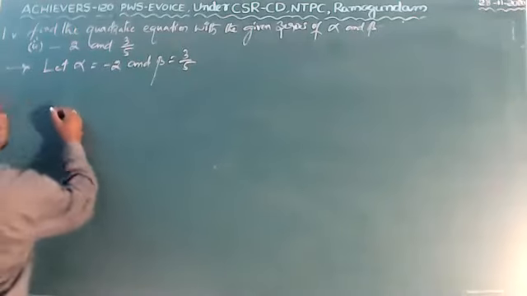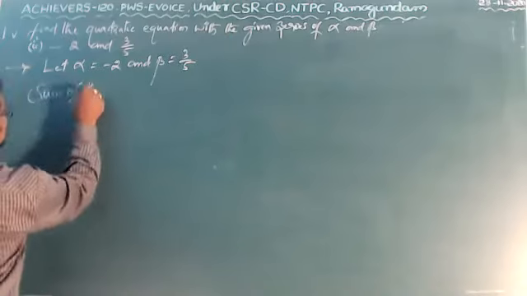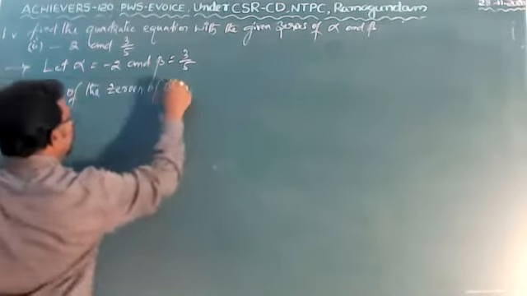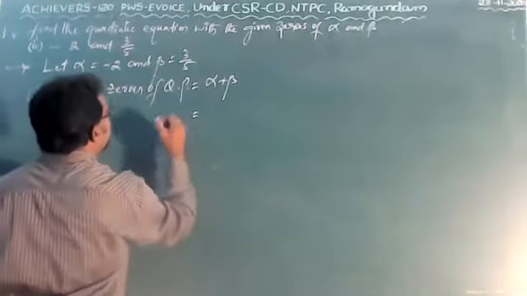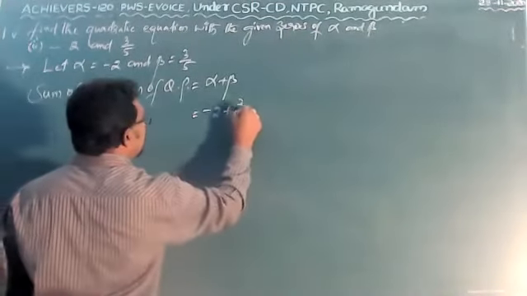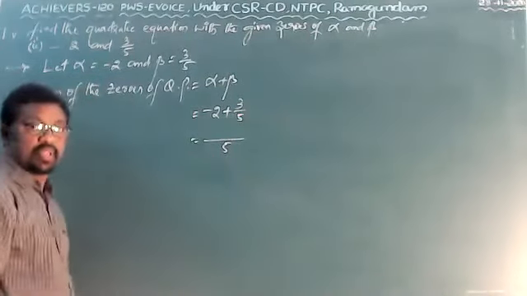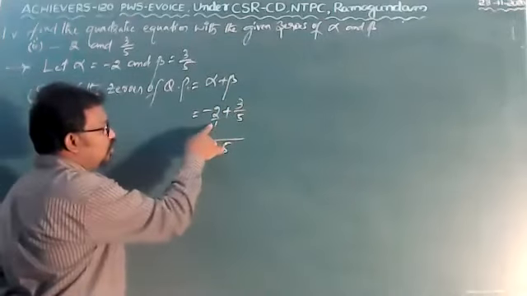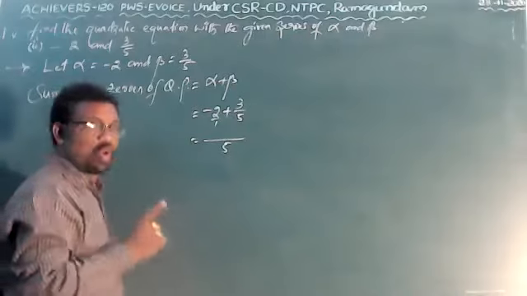Now, this is what we have to do. The sum of the zeros of a quadratic polynomial is equal to, what is the sum formula? Alpha plus beta. What is alpha? Minus 2. What is beta? 3 by 5. We have to find the LCM. What is the LCM? LCM is 5, since here the denominator is 1, nothing is there, so it comes as 1.